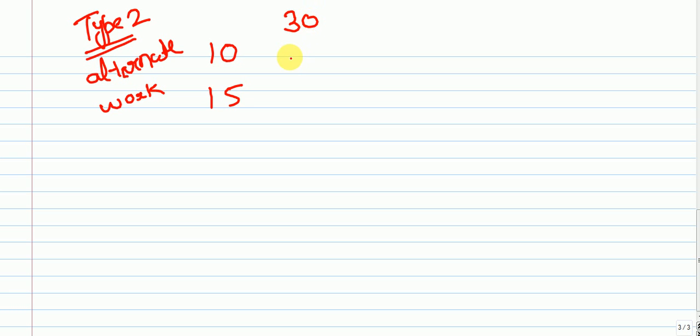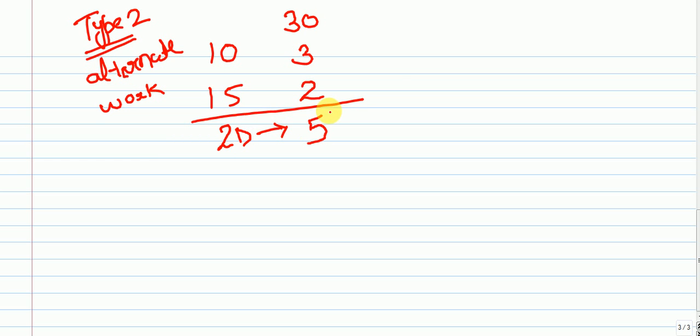Last time we discussed this. 30 by 10, this is 3 units of work this person has to complete. 30 by 15, 2 units of work this person has to complete. Now, working together, overall they are doing 5 units of work. But remember guys, this 5 units of work they are going to complete in how many days? 2 days.